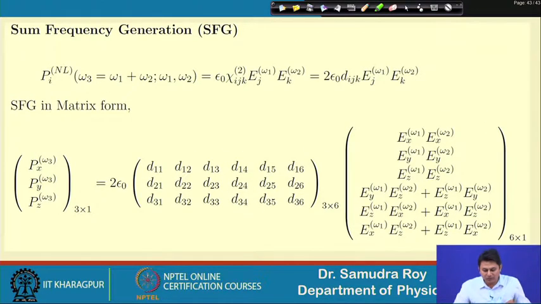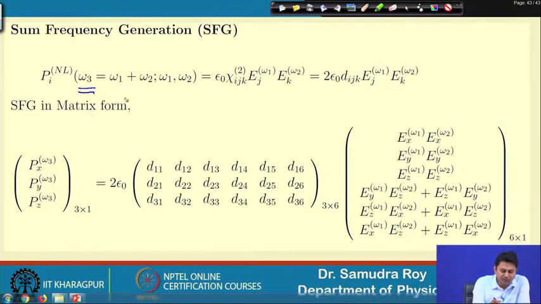So, we can also write the matrix form of sum frequency generation. Sum frequency generation is nothing but, if we have two frequency components, then these two frequency components can add up and generate a summation of that, which we know because we have already studied these things. So, omega 3 is a frequency which is generated by omega 1 and omega 2.